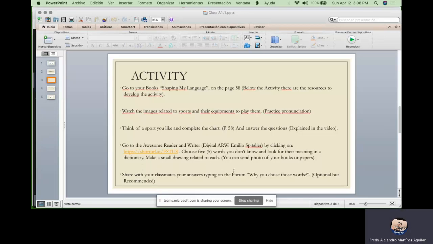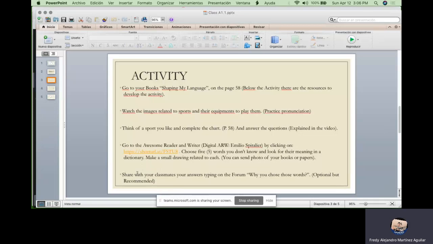You can send a photo of your books or papers. What do I mean? If you draw in your book, you can take the photo of that page and send it to my intern message in Sistema 1, the photo of the activity developed. That is optional, but I recommend doing it because it's better for our learning process of English, of a second language.